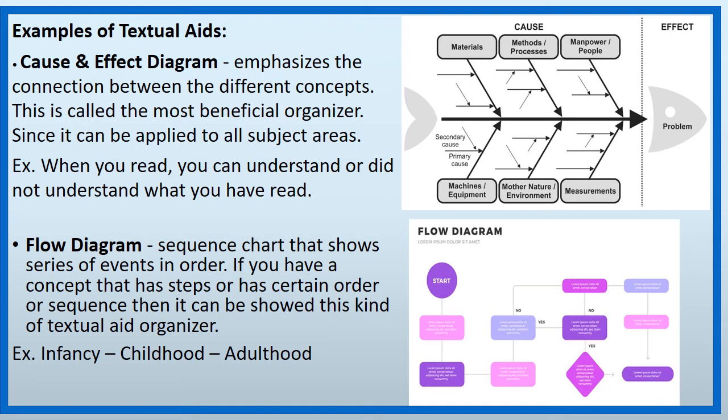Next, we have the flow diagram. A flow diagram is a sequence chart that shows a series of events in order. So if you have a concept that has steps or a certain order or sequence, then it can be shown in this kind of textual aid organizer. For example, infancy to childhood to adulthood. I know that we all undergo this. So it is an example of a flow diagram, a sequence chart that shows a series of events.